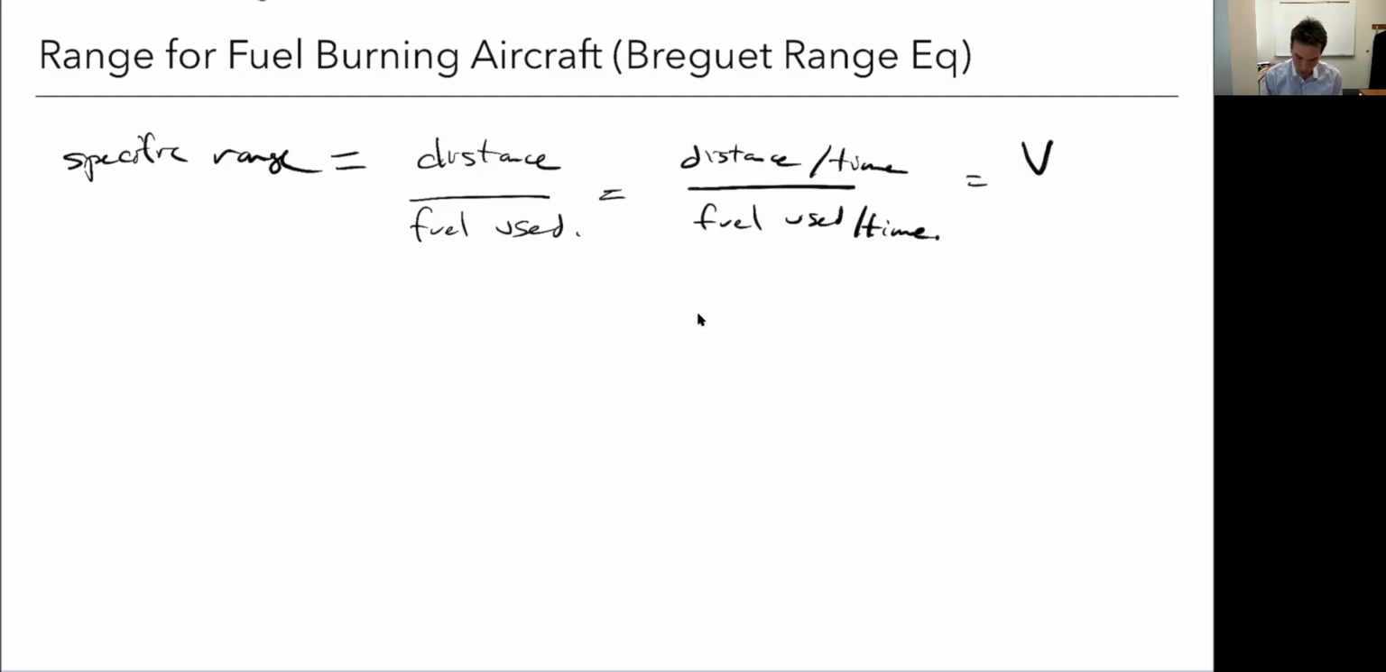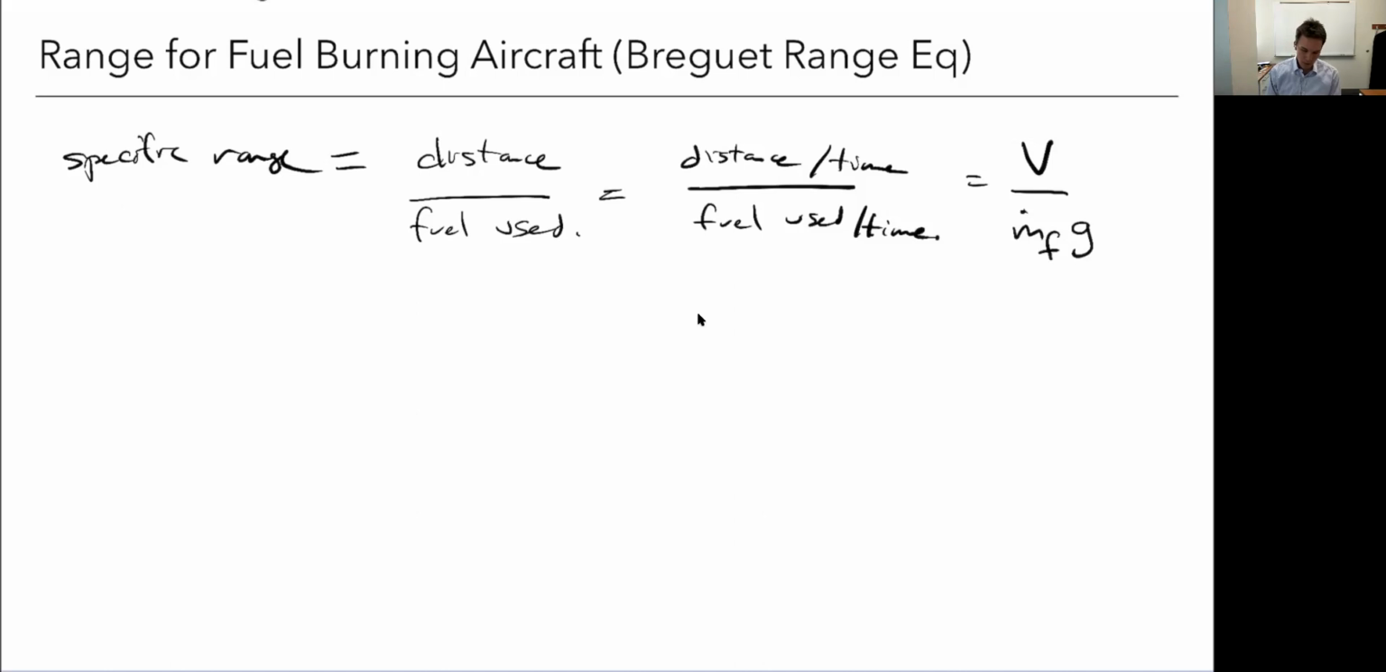That, of course, is just velocity. That's how fast I'm flying. And what's fuel burn per time? Well, this is what we did before, right? We were talking about propulsion, mass flow rate, but we're actually going to be interested in weight, so we're going to multiply this by g. So we're looking at the weight, fuel burn in terms of unit weight per time. Okay, so that's my specific range, is how fast am I going relative to how much weight of fuel I'm burning per unit time.